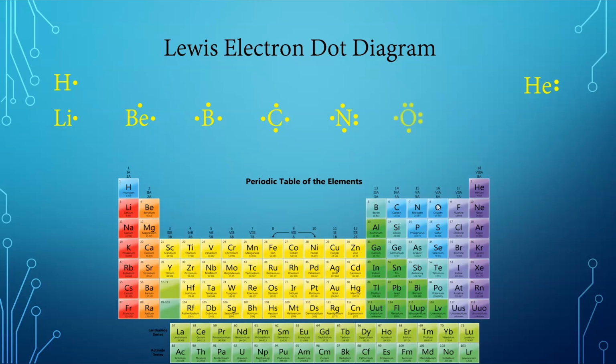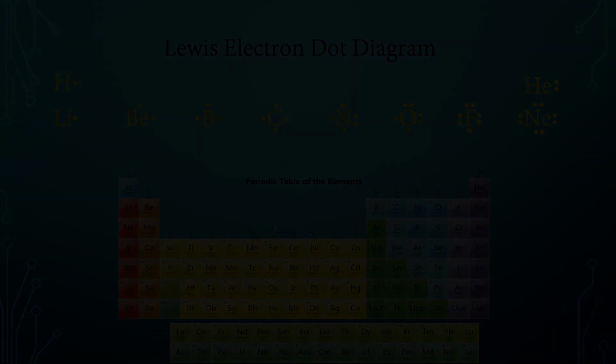If we move on to oxygen with its 6 valence electrons, we have 2 pairs and 2 singles. And we get to fluorine with its 7 electrons. We've got 3 pairs and 1 single electron. And finally, we make it to neon. Neon has 8 valence electrons, and that is enough electrons to completely fill that second energy level, which is why, as I said earlier, helium and neon happen to be very stable elements.